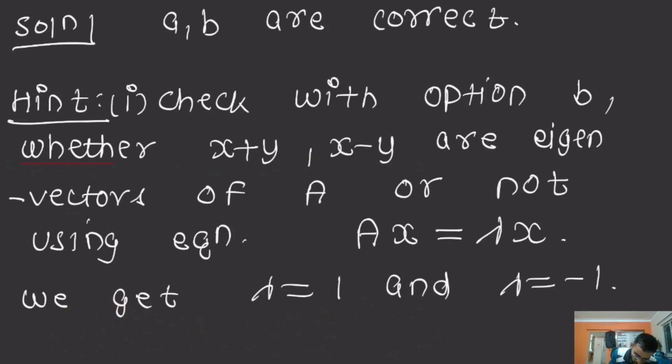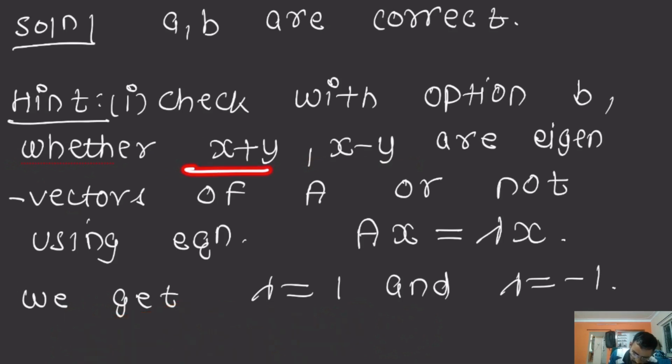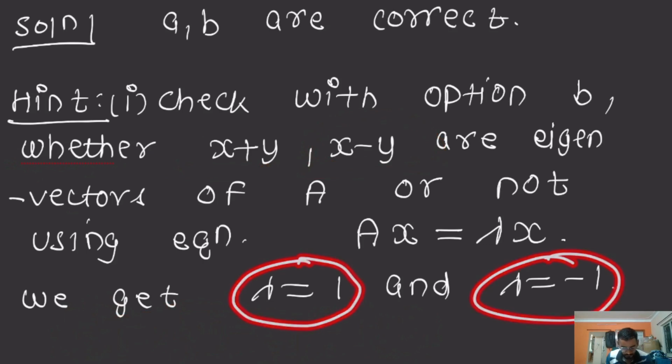By using this, we get lambda equal to 1 and lambda equal to -1. These two are eigenvalues of A, and yes, x plus y and x minus y are eigenvectors of A. By using this, we get these two eigenvalues.